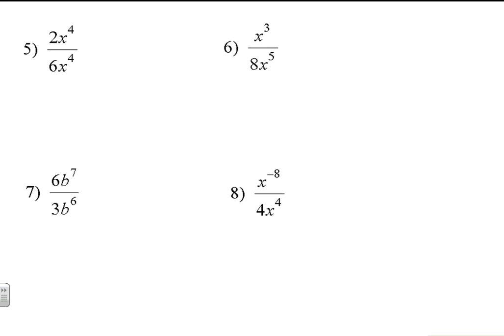Okay, so very similar to problem number 4, I'm going to start just comparing my numbers. I've got a 2 on a 6. That reduces to a 1 on a 3. And I've got 4 x's up top, 4 x's in the bottom. Where do I have more x's? I don't. These 4 x's cancel those 4 x's. So at that point, I am done. All I'm left with is just a 1 on 3.